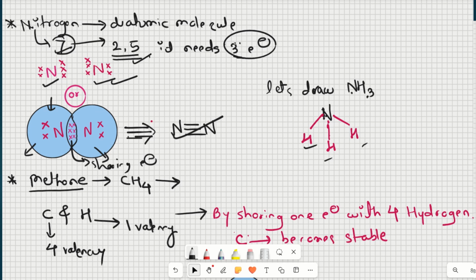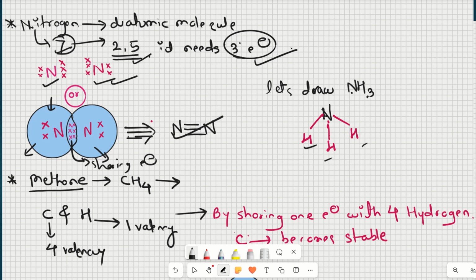Yes, so nitrogen is a diatomic molecule which has the atomic number 7. You can see on the screen it is already written. So it shows the electronic configuration 2, 5. So we know that it needs how many electrons? 3 electrons. Very good. So we need 3 electrons to complete the nitrogen's outermost shell.